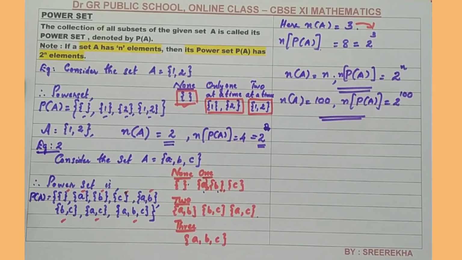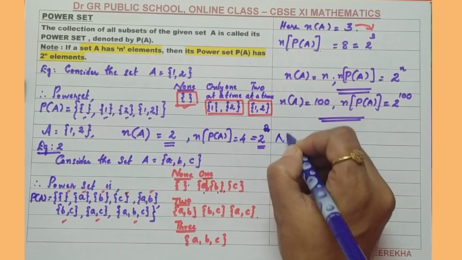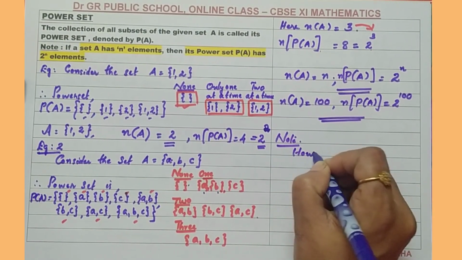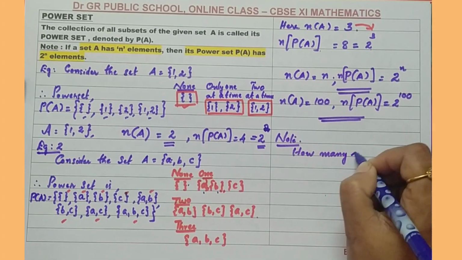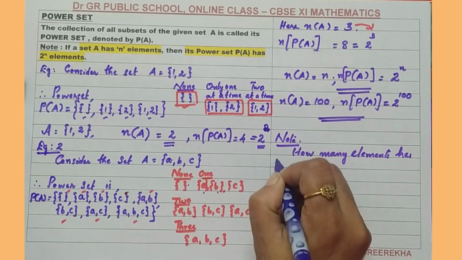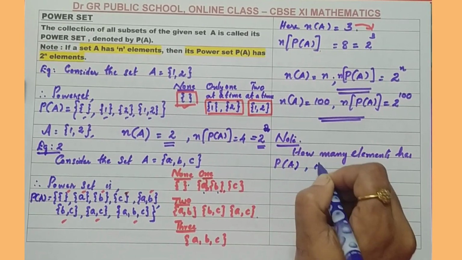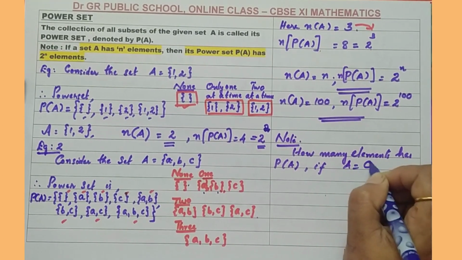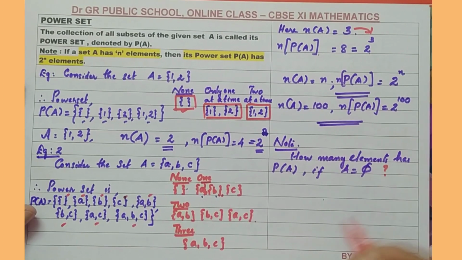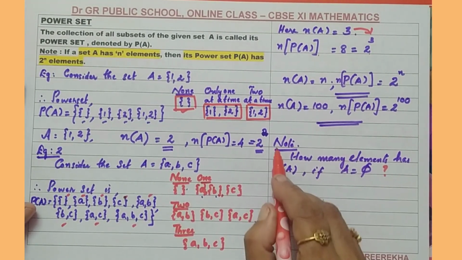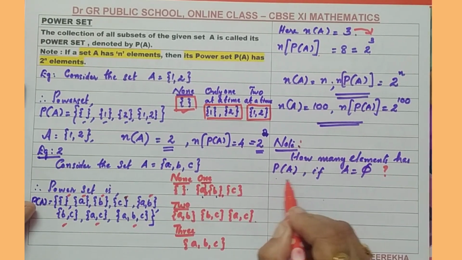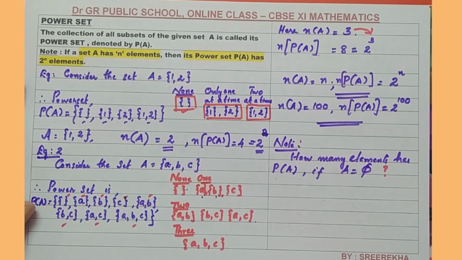Now my question is that, write as a note. How many elements? Very important. How many elements has the power set of A if A equal to the null set? Very important note. Even though I give you as a question to you, remember it is a very important point. Note. How many elements has the power set of A if A equal to null set?